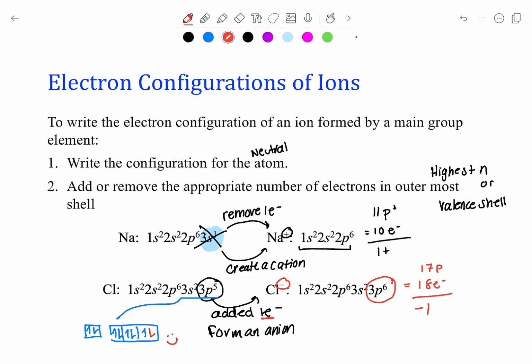Okay, so when we're writing out electron configurations of an ion, we first want to write the configuration of the neutral atom and then determine where the electrons are either going to be added or removed from. Specifically, they're going to be added or removed from the highest n value or the valence shell, however you think of it, those are the same thing. So it's coming from the highest n or the valence shell.